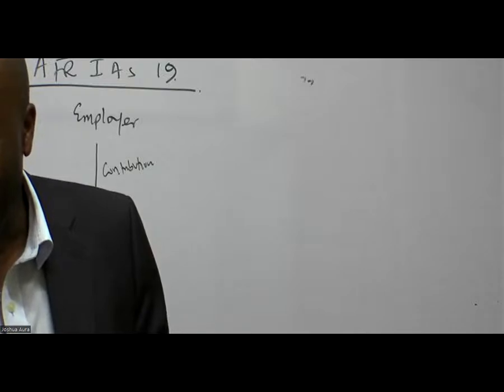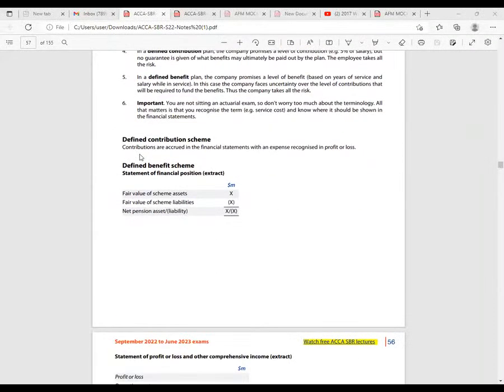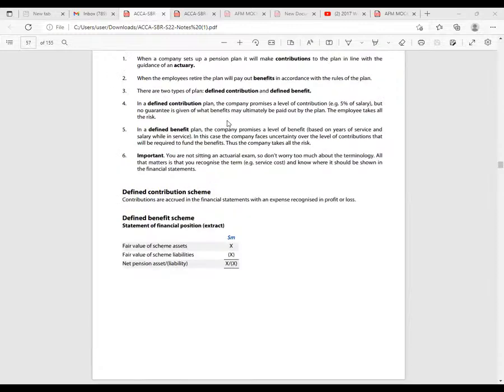Great. Now, ladies and gentlemen, here we are. So we are told here that in a defined contribution plan, the company promises a level of contribution, e.g. 5% of salary, but no guarantee is given of what benefits may ultimately be paid out by the plan. The employee takes all the risk. In a defined benefit plan, the company promises a level of benefit based on years of service and the salary while in service. In this case, the company faces uncertainty over the level of contribution that will be required to fund the benefits. Thus, the company takes all the risk.